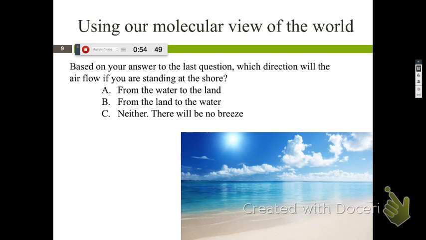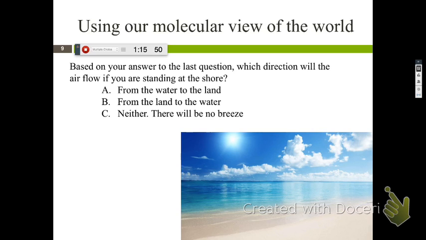Savannah, are you willing to share your group's discussion? I originally said that the higher density air would move to, whereas lower density to just moving from concentration-wise. And then we also just said, like, logically, whenever you're standing on a shore, you normally feel a breeze hitting you.